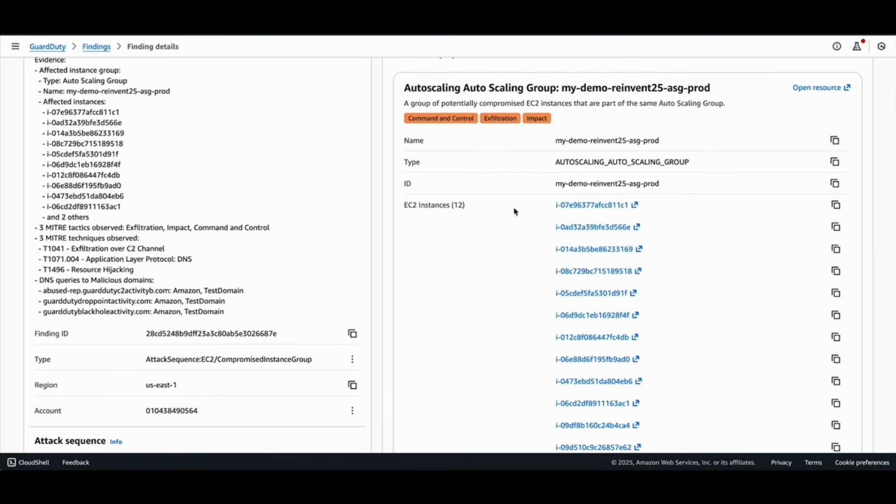The grouping algorithm considers factors like auto-scaling group. And if we don't have this context awareness, it will also consider IAM instance profile, launch template, CloudFormation stack, VPC ID, and AMI ID. Now let's look at the malicious domain activity, the DNS queries to these domains. These domains are tagged as Amazon test domain, indicating they are part of our simulation, but in a real attack, you would see the actual threat intelligence sources and reputation data.